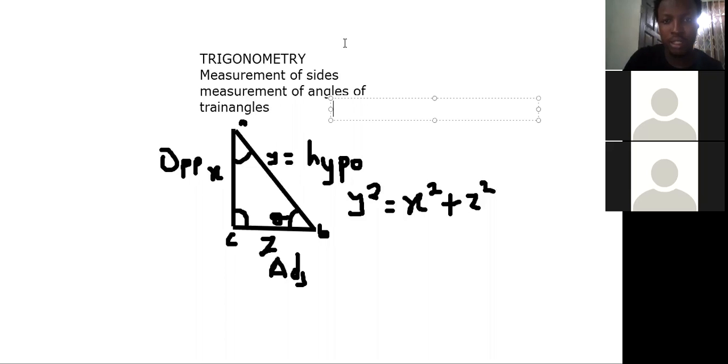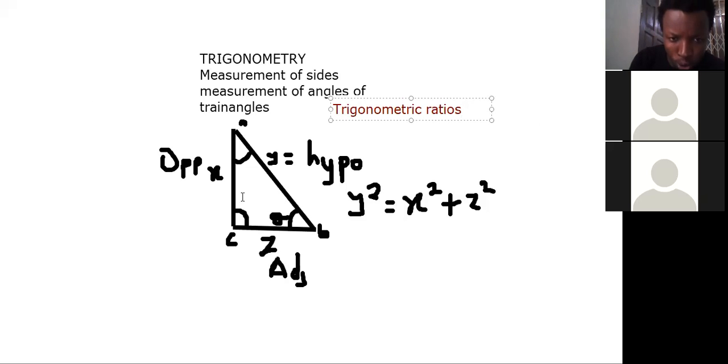So now, using the same diagram, let me change the color. Trigonometric ratios. So that's the first thing we are going to consider of an acute angle. I won't add all those things. And so now, I said we are going to consider the sine, the cosine, and the tangent.